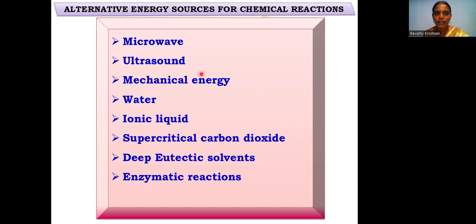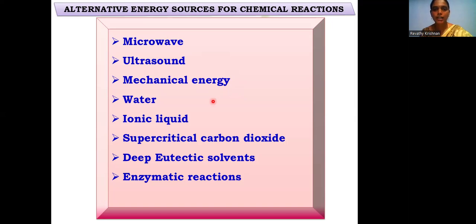Why are we calling them alternative energy resources? Rather than conventional heating, these methods allow a chemical reaction to complete in less time and in a more efficient way, and selective product formation is also possible with these alternative energy resources. Hence, we can call these energy sources alternative energy resources. When we perform a reaction using these sources, we can call it green chemistry or sustainable chemistry also.